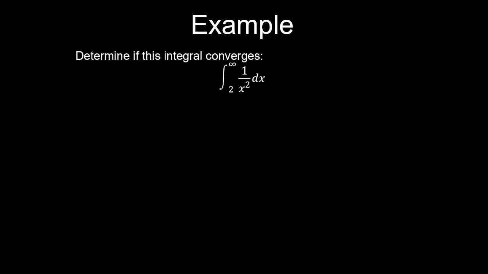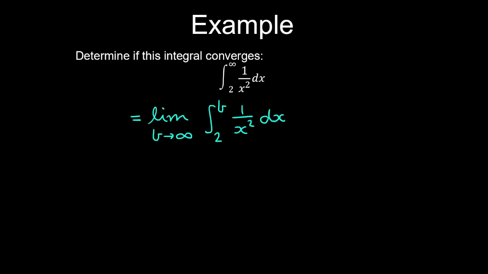Let's determine if this integral converges. So what we have is an improper integral because we have a limit of integration that's infinity. So we replace that with a dummy variable and take the limit as the dummy variable goes to infinity. So effectively we're integrating from 2 to b, and our integrand is 1 on x squared.